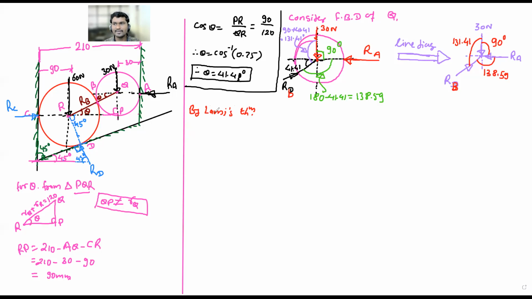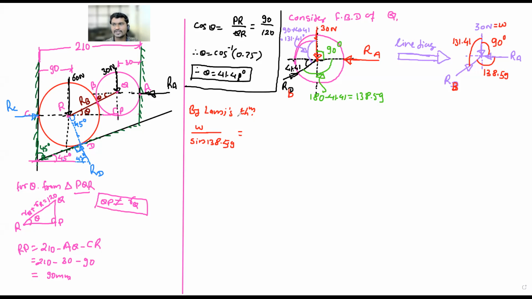Now who will tell me Lami's theorem here? W upon sine 138.59. W I have directly written as weight. Some people wondered where W came from. This 30 Newton is nothing but the weight W.